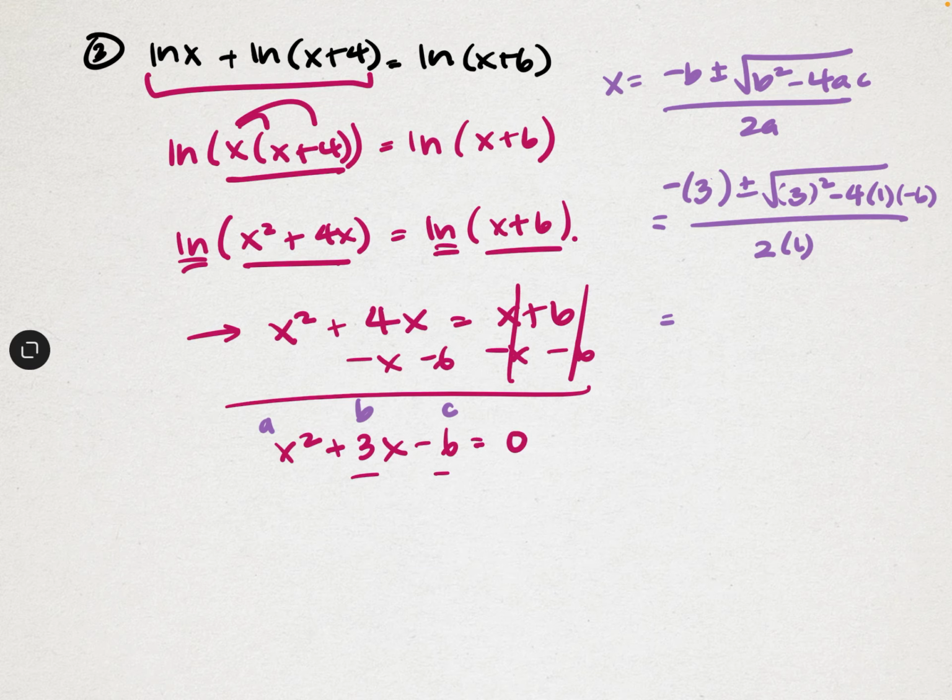So then let's simplify the whole inside if we can. So 3 squared is 9, and then negative 4 times 1 times negative 6, that's 24. So 9 plus 24 is 33 over 2. And then that will be it.